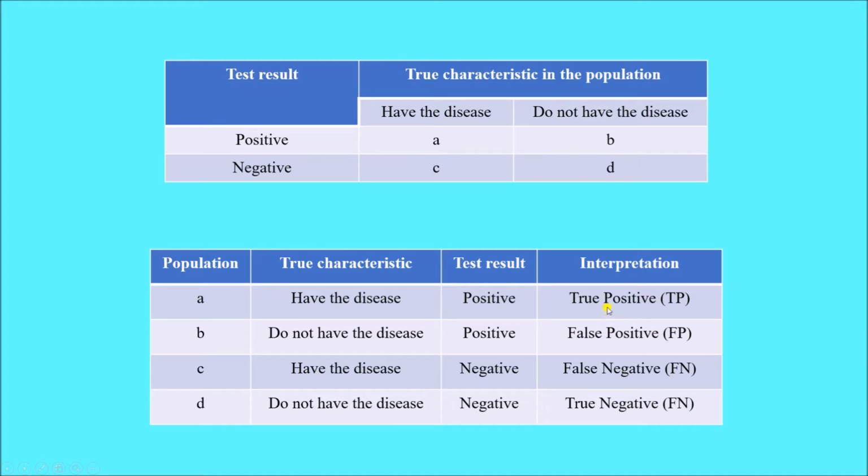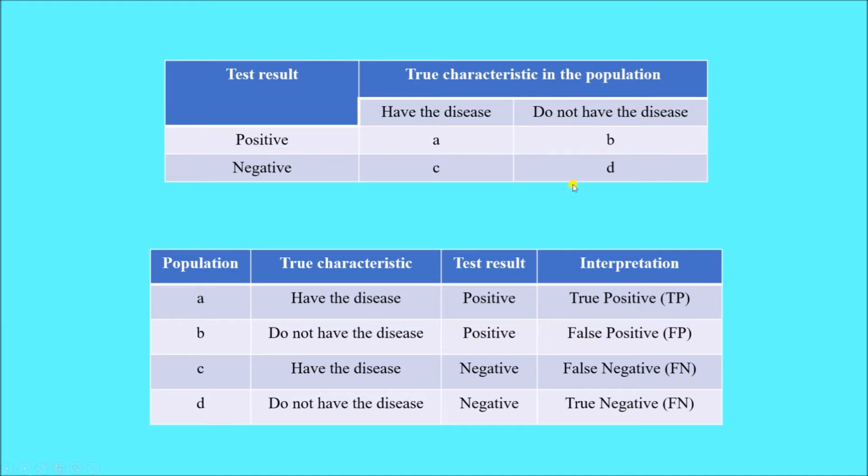So true positive means the people have tested positive and they're actually true. The result is actually true because they are actually suffering from the disease. So true characteristic is they have the disease and test result is positive. B is true characteristic, they do not have the disease and test result is positive. So they are positive but they are actually not suffering from the disease, so that should be false positive, because even though they are positive, this is not a true positive, they are false positive because the result is false.